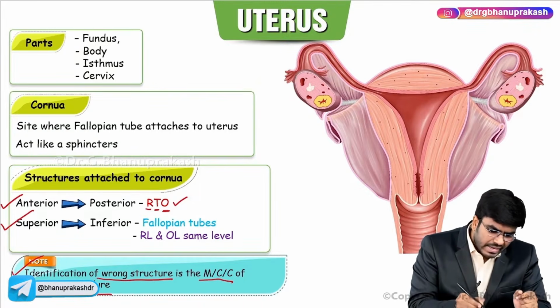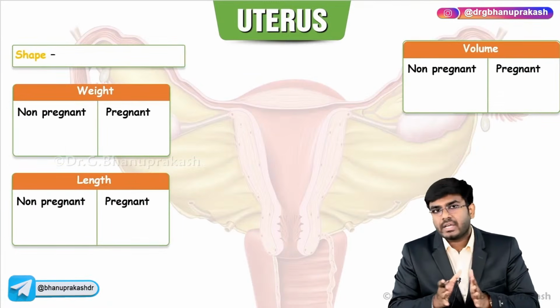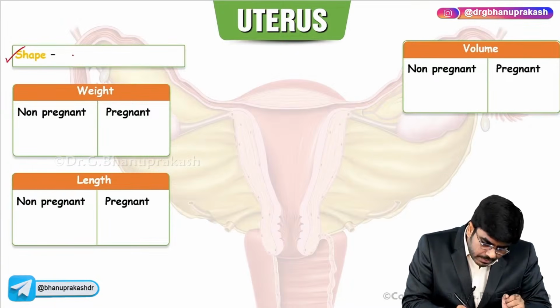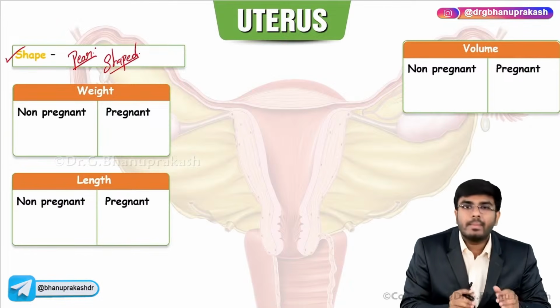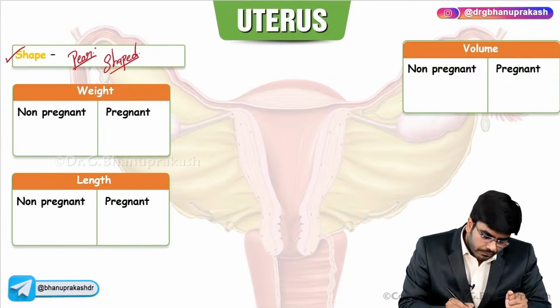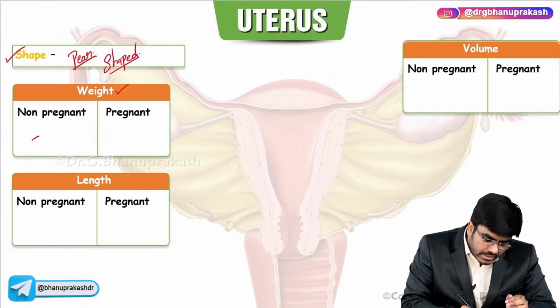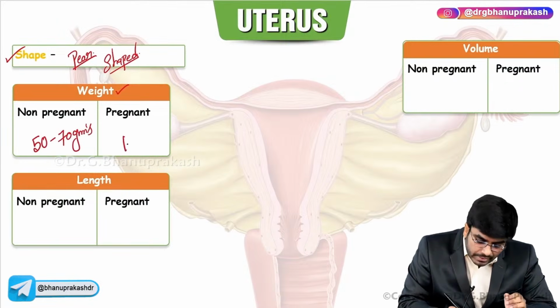Now, after this, let's see some direct single-liner kind of questions. What is the shape of the uterus? The uterus is pear shaped, or pyriform, like the pear fruit. Now, what is the weight of the non-pregnant uterus? A non-pregnant uterus weighs around 50 to 70 grams, and a pregnant uterus can weigh up to 1000 grams, almost 1 kilo.